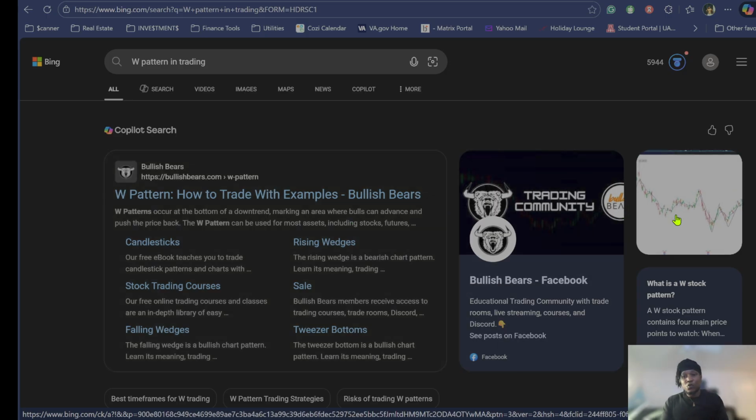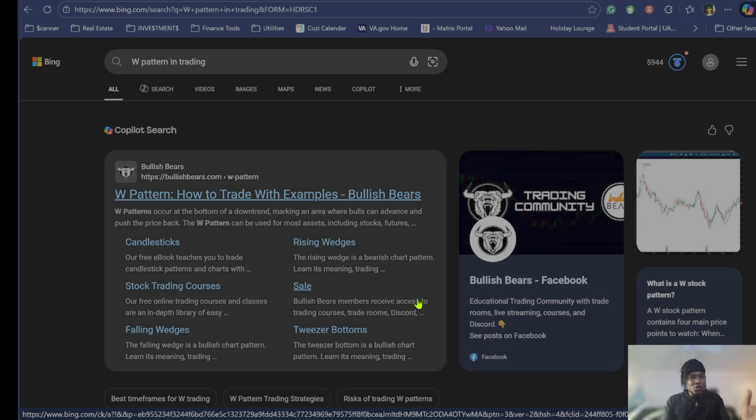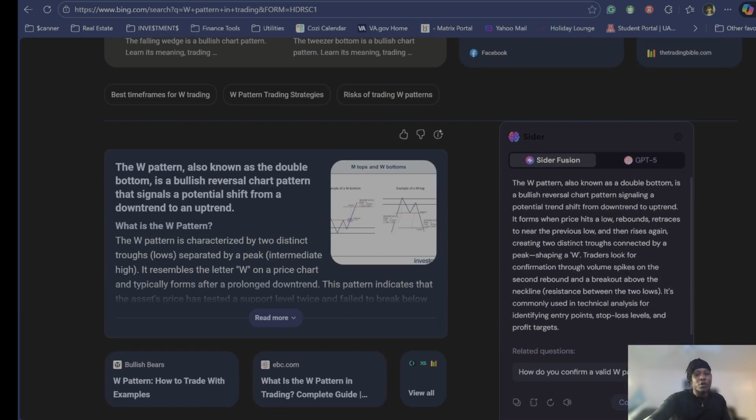Everything that I'm telling you, I have the receipts for it, man. I don't just say these things, all right? What is a W stock pattern? A W stock pattern contains four main price points, blah blah blah. So do your research. I don't want to bore the audience that already know this stuff, but do your research. You know what I'm saying?